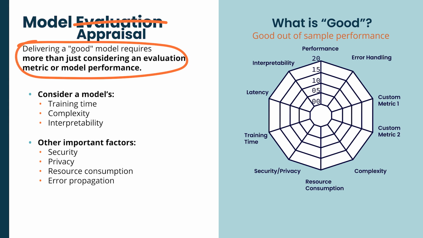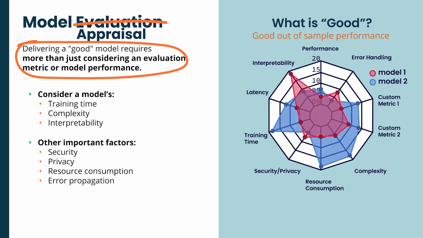So to illustrate this point, let's assume we have two models on this slide, one red model and one blue model. If we were choosing a model based solely on performance, we'd see the clear choice is in fact the blue model because it outperforms the red in terms of this performance metric. In this case, a higher score is better. But let's take a closer look at some of these other model attributes.